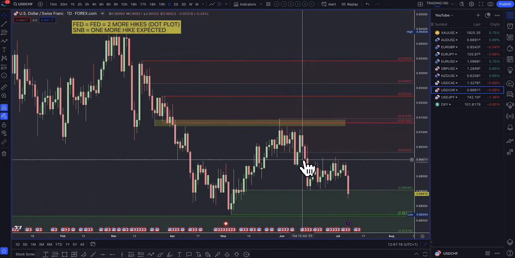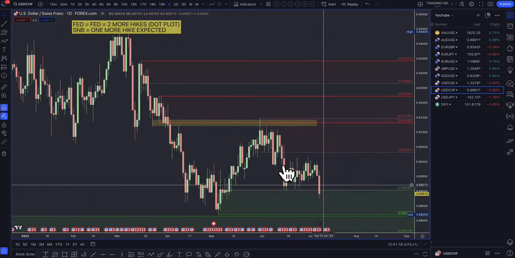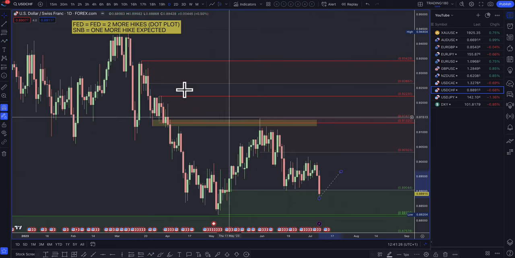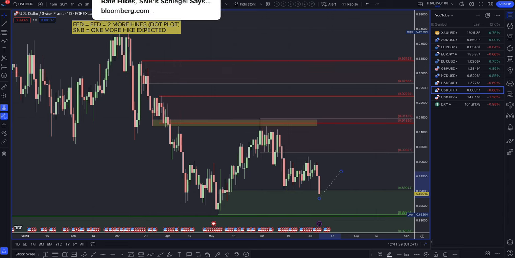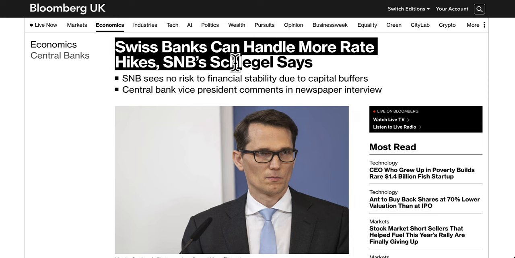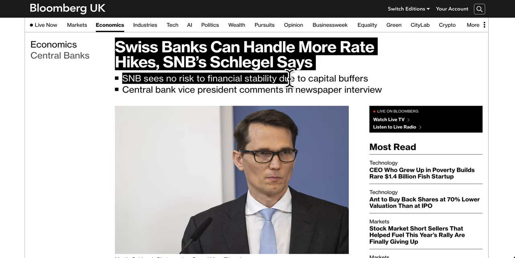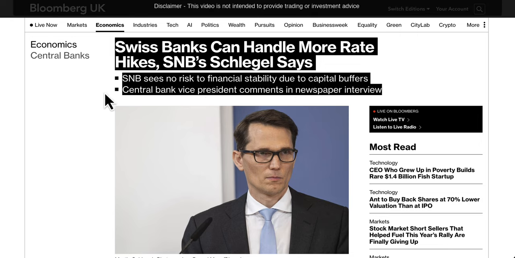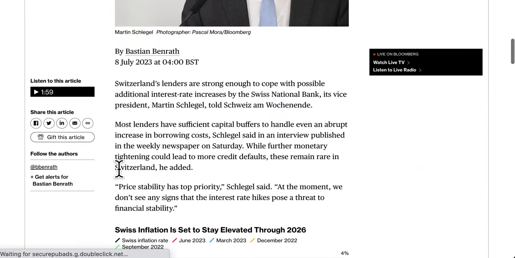Dollar Swiss, and dollar Swiss has come down to a really nice zone again with the dollar. This could be a potential dollar buy again this week, but you also have another central bank which looks like they are still hawkish. Swiss National Bank can still handle more rate hikes, SNB's Schlegel says. So SNB sees no risk to financial stability due to capital buffers, and central bank vice president comments in newspaper interviews. So they are very hawkish, even though they've reached and achieved their 2% inflation target.